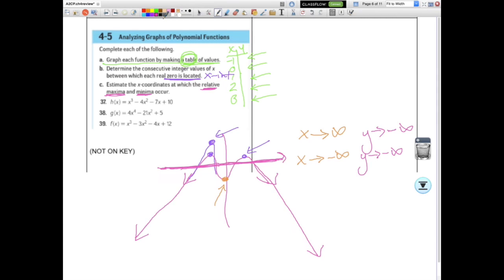If we were to be asked how many zeros this has, it's every time it hits the x-axis. So it hits the x 1, 2, 3, 4. If it hits an even amount of times, it would be an even function.